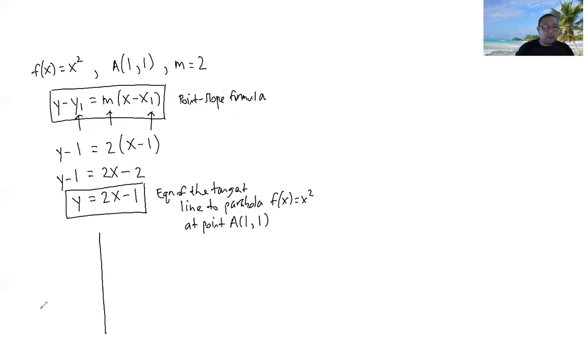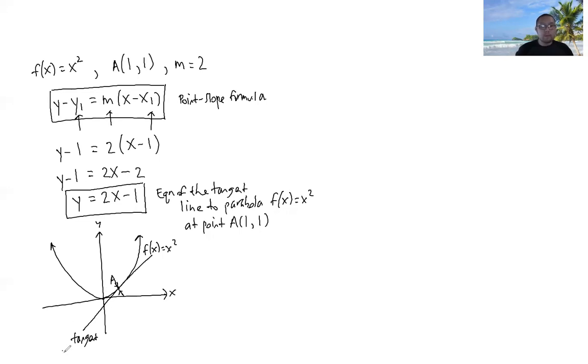And just so you can see it, this was your parabola. This is y, this is x. This is your parabola. This was coordinate A, or (1, 1). This was your tangent line. The tangent line touches the curve at one point, at this point. And so this is the equation for this tangent line.